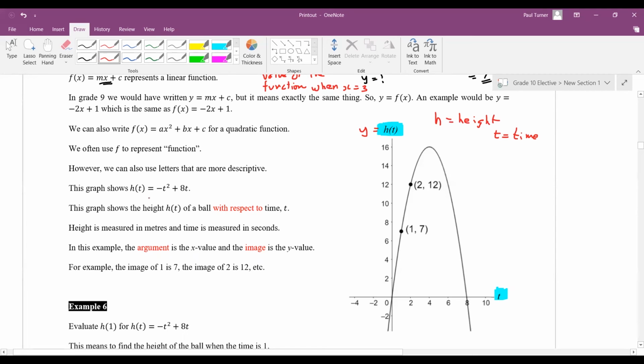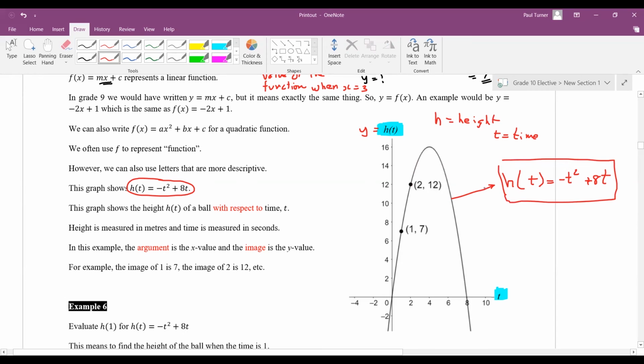So in this question, this is the graph here. h(t) equals minus t squared plus 8t. But don't square the minus sign, it's separate. So for example, this represents your graph, your curve. This is your function.